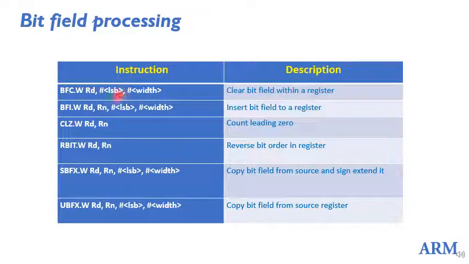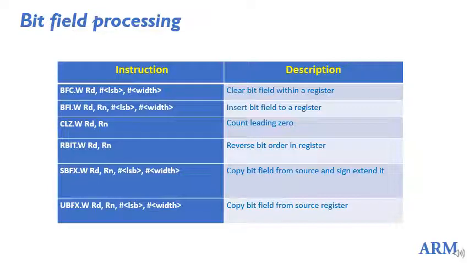As you see there is a hash there, so #lsb must be an immediate or constant value. Starting from this position, zeros have to be inserted into the given register. How many zeros have to be inserted is given by the third operand, that is #width. #width also is a constant or immediate value. So starting from the position equal to lsb, you have to insert that many zeros into the given register. That is what it means.